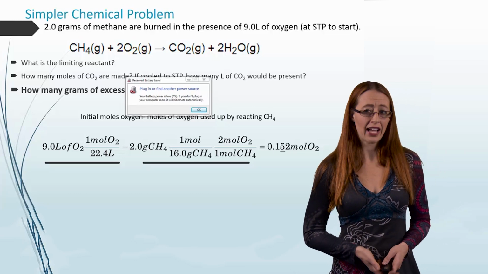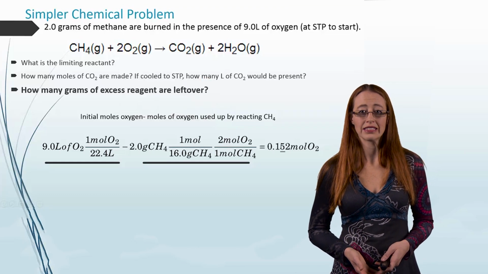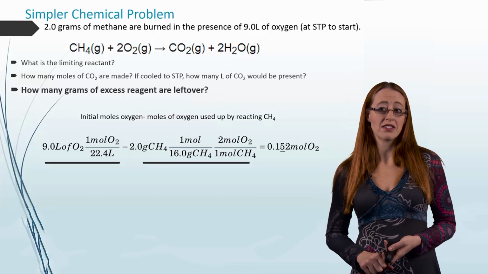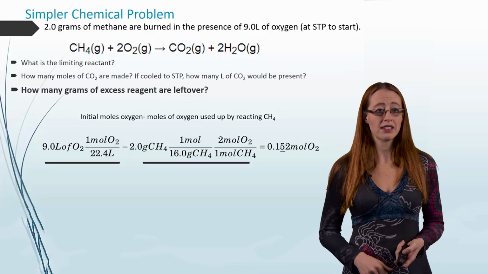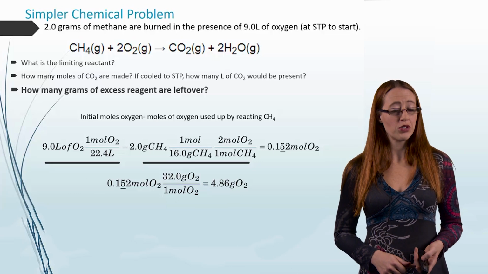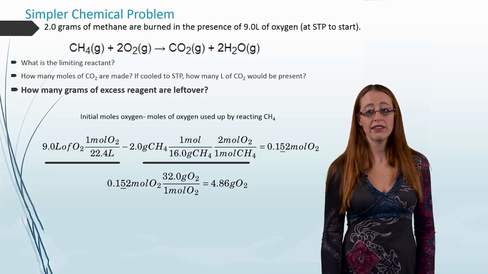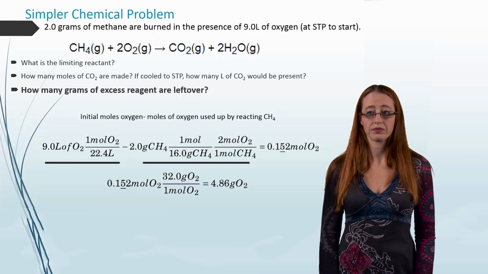Now, I didn't actually ask for moles, I asked for grams. So we have one last conversion factor to do. We'll take the 0.152 moles of oxygen and we'll multiply that by the molar mass to give us our grams of oxygen.